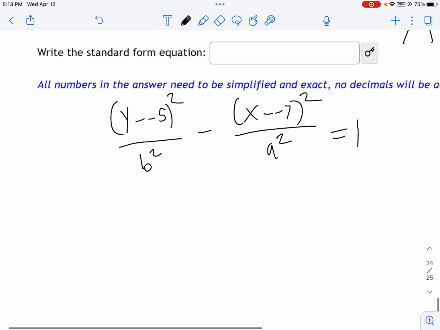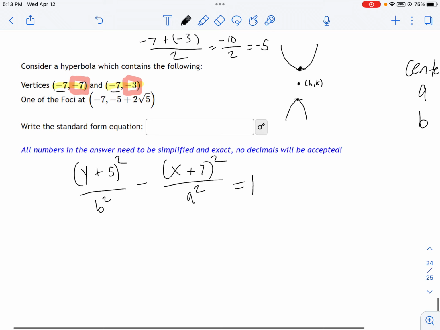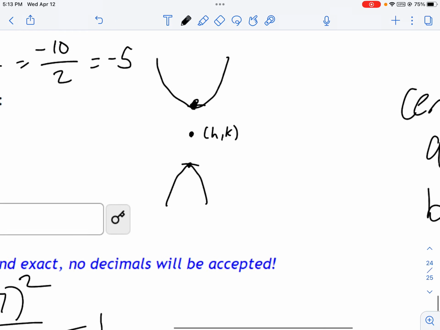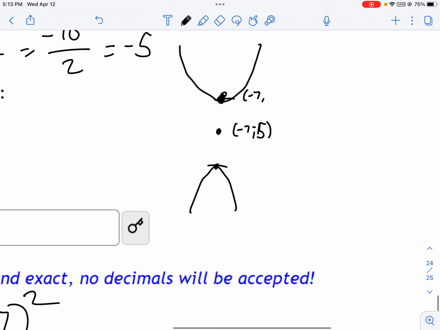Okay, and now you can polish this up a little bit, obviously, right? If you subtract a negative, that's the same as just adding it, right? So you can add 5, add 7, and there, bam, halfway. Now you're just going to find your a and your b value. And this one's not too bad either, because if we know the center is at negative 7, negative 5, let me start writing some of these out. Negative 7, negative 5, right? And this one's at negative 7, negative 3.